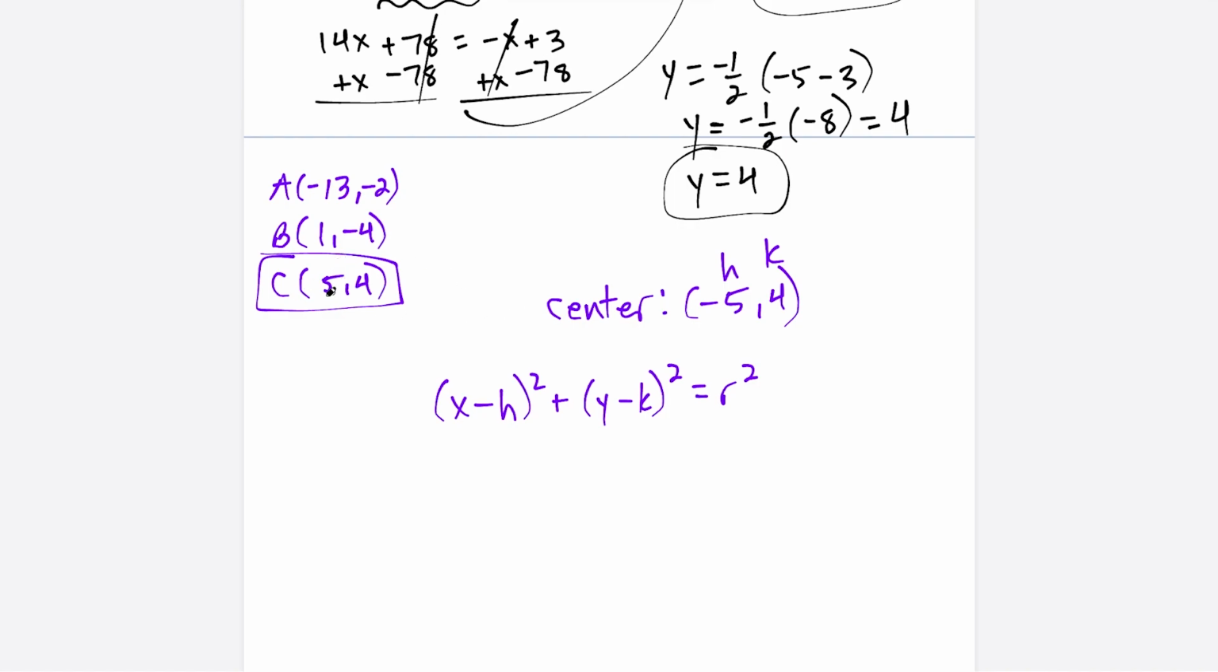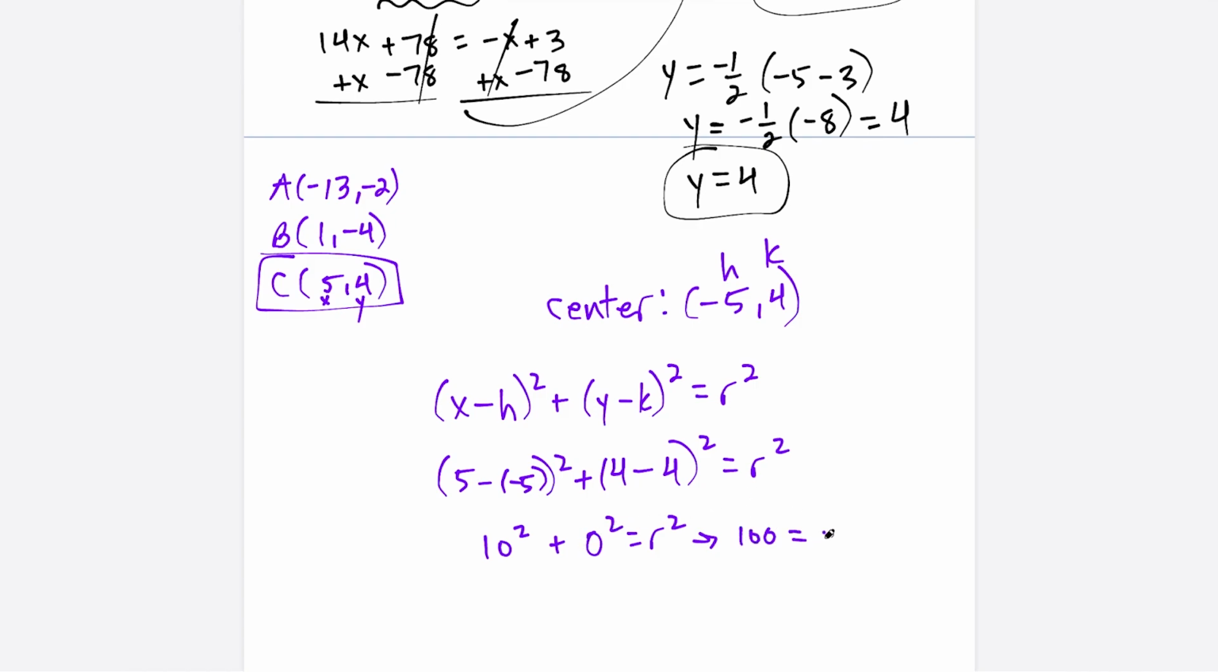And now what we're going to do is we're going to plug in, this is our x and y, and this is our h and k. So we're going to have x is 5 minus h is negative 5, and then we're squaring this, plus we have y is equal to 4, and then we're subtracting our k value is equal to 4 and squaring this, and this is equal to r squared. So this is going to give us, we're going to have 5 minus negative 5 is 10. So we have 10 squared, plus this is going to give us 0 squared is equal to r squared. But now this is going to tell us here 10 squared plus 0 squared is 100, and that's equal to r squared. So our radius, if we take the square root of both sides, is going to be equal to 10. So r is equal to 10.